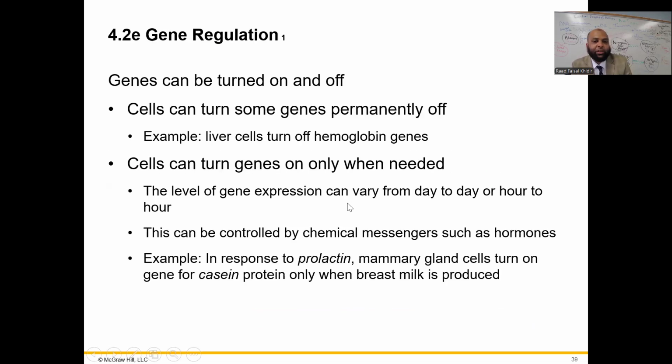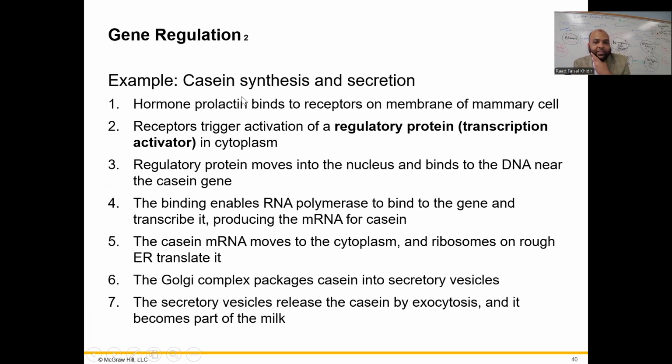These genes can be turned on and off, and cells can turn some genes permanently off, like liver cells turning off the hemoglobin genes, and cells can turn genes on only when needed. The level of gene expression can vary from day to day or hour to hour. This can be controlled by chemical messengers such as hormones. An example is in response to prolactin, the mammary gland cells turn on the gene for casein protein only when breast milk is produced. So casein synthesis and secretion shows you an example of gene regulation.